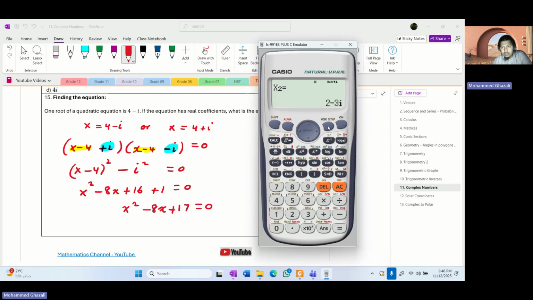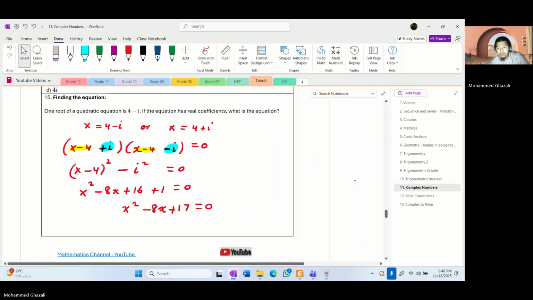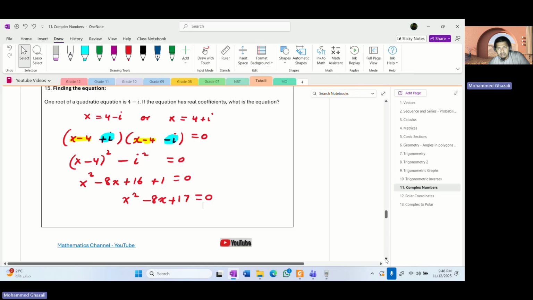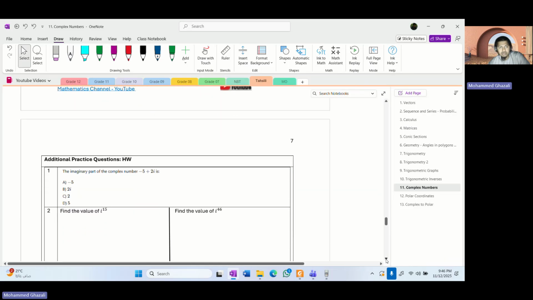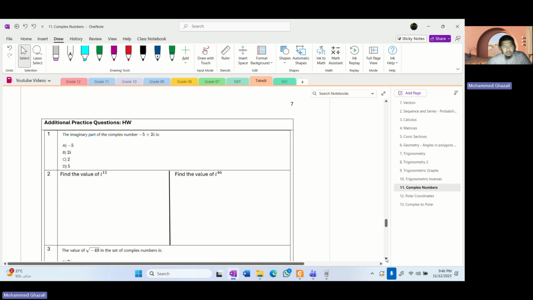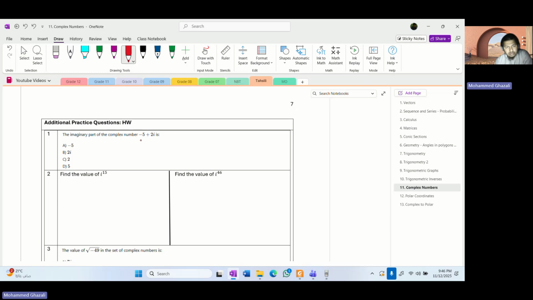Let's check if this equation works and if you're getting these two answers. Right, so mode 5, 3. So we got 1, -8, and 17. Let's see, the answer is 4 plus i and 4 minus i. We just have to work backwards to get to the equation. Next part. I'm going to skip a few examples because you already know this.